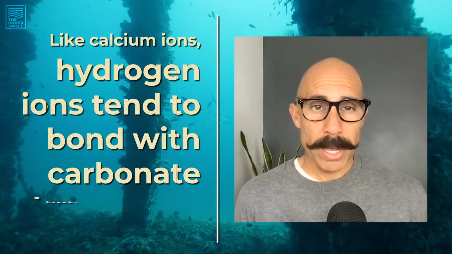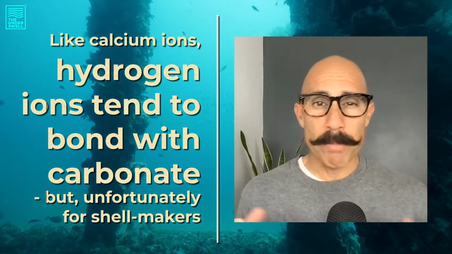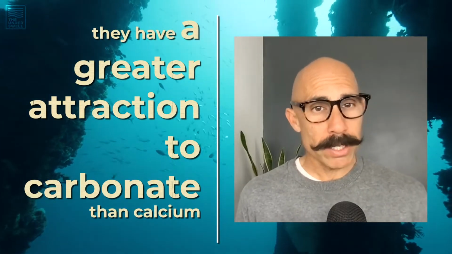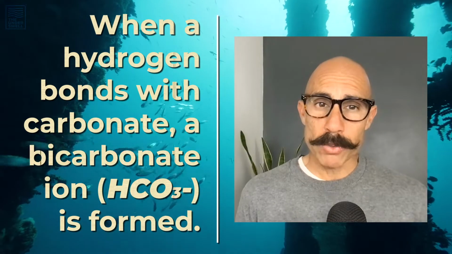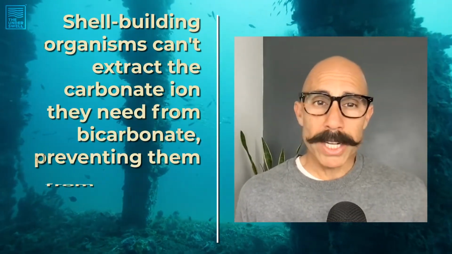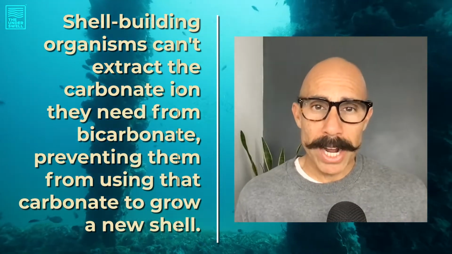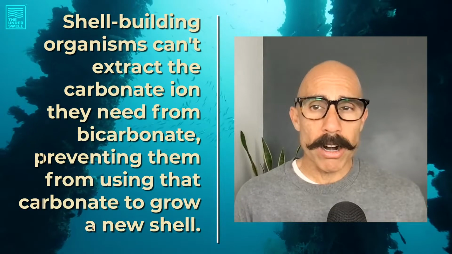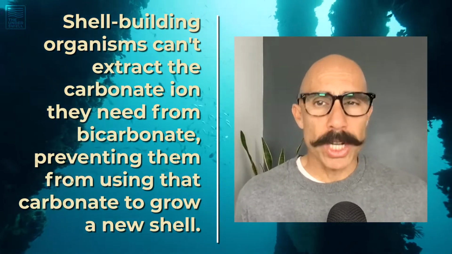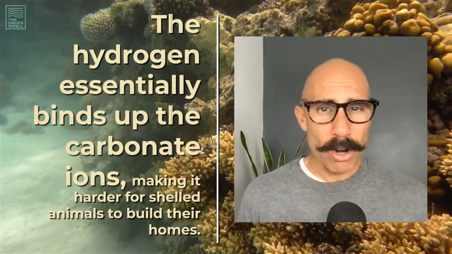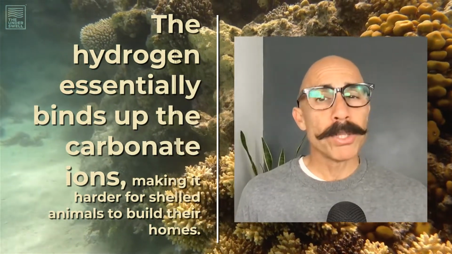So in this sense, the building of skeletons in marine creatures, this is particularly sensitive to acidity. And like calcium ions, hydrogen ions tend to bond with carbonate, but unfortunately for those shell makers, they have a greater attraction to carbonate than calcium. And so when hydrogen bonds with carbonate, a bicarbonate ion is formed. Shell-building organisms can't extract the carbonate ion that they need from bicarbonate, and this prevents them from using that carbonate to grow a new shell. In this way, the hydrogen essentially binds up the carbonate ions, and it makes it harder for shelled animals to build their homes.